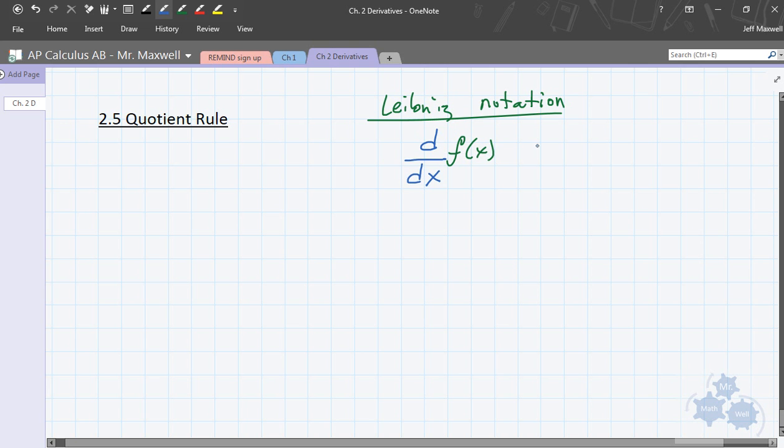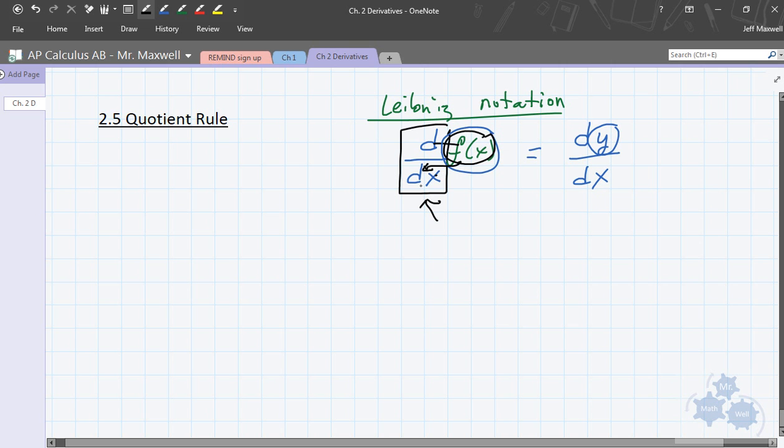When you see this, or you'll see dy over dx, that's Leibniz notation for finding the derivative of y or finding the derivative of f of x. Specifically, this part right here, the d over dx, is the Leibniz notation. That's the big deal. This is literally saying, find the derivative of f of x with respect to x, or with x as your primary variable. X is the variable. You may have other letters or other symbols, but this is the variable that you're taking the derivative with respect to.